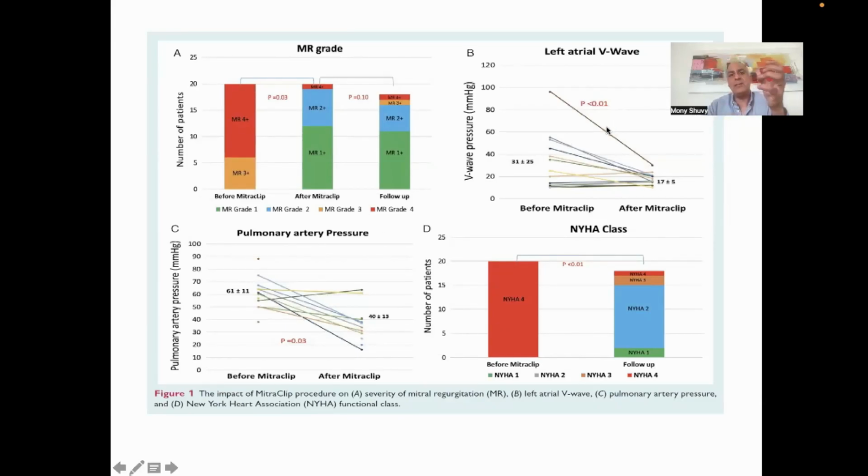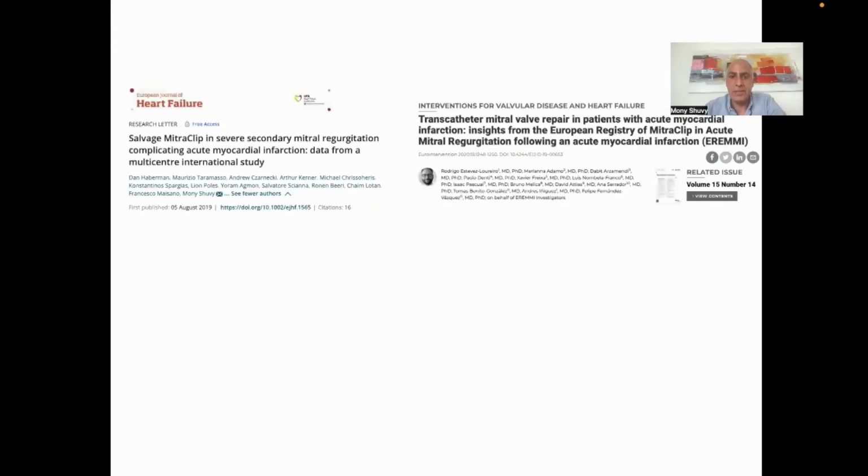In fact, we can see during the procedure, the minute you grasp the leaflets, you can see a decrease in the LA pressure and increase in the systolic blood pressure, a very common phenomenon in patients with acute MR. And those patients also, we can see here the recovery of them.